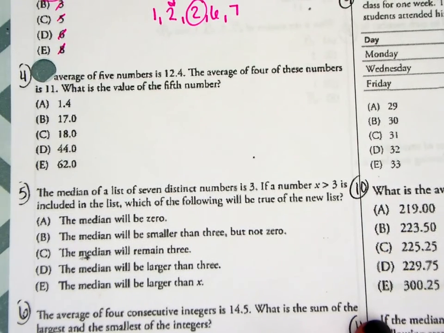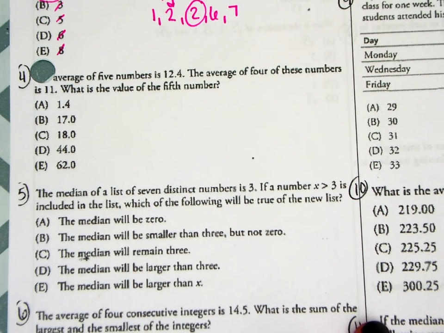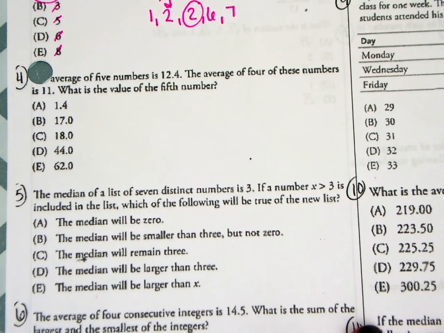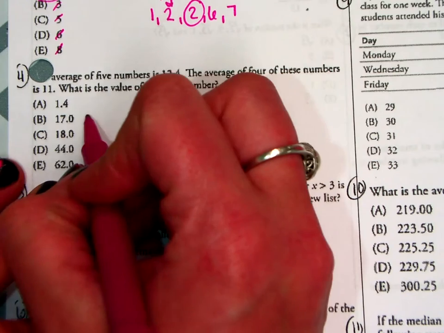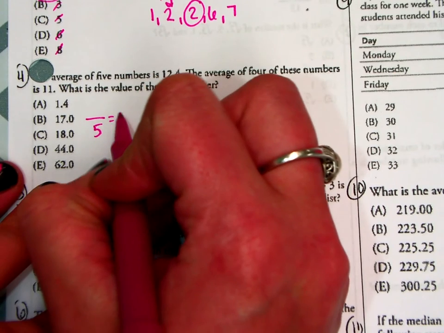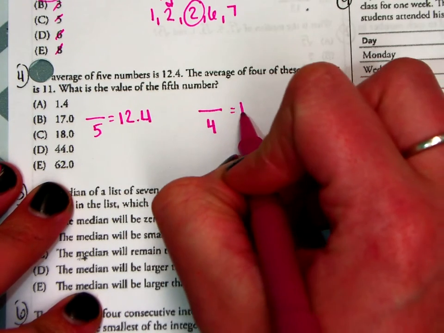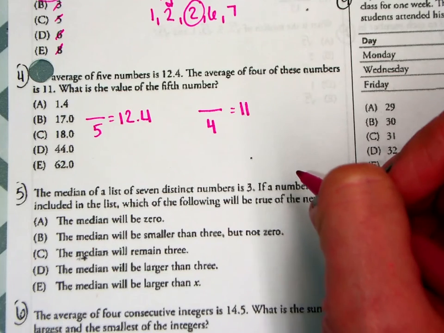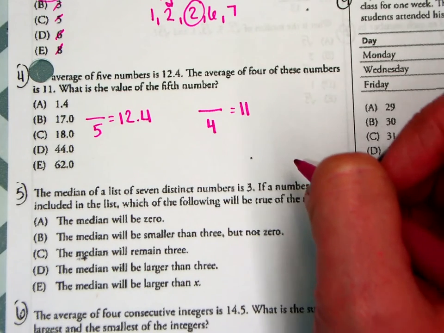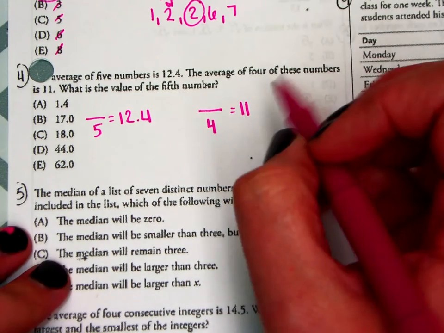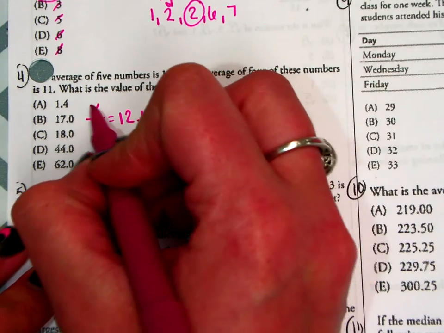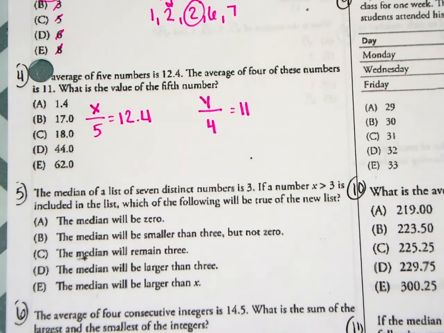Number 4, the average of 5 numbers is 12.4. The average of 4 of those numbers is 11. What is the 5th number? So in this problem, we know that the first sentence says the average of 5 numbers is 12.4. An average of 4 of those numbers is 11. We want to know what number 5, or the 5th number, is. So it's kind of a double piece. You want to solve for x, and you want to solve for this part as well.